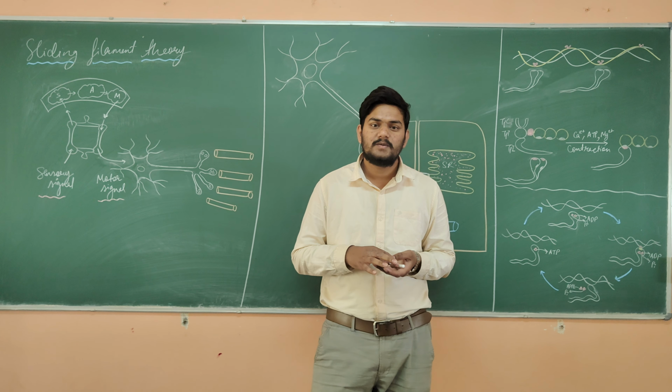What actually happens in muscle contraction? See, this actin filament will slide over the myosin filament. It means only the sliding of the actin filament is observed, and that is why the name is sliding filament theory. Okay. Now, exactly from which part of the brain the signal is coming, that we will see. Okay.